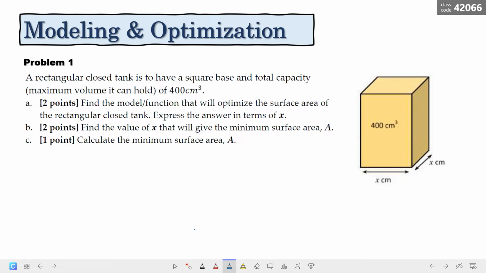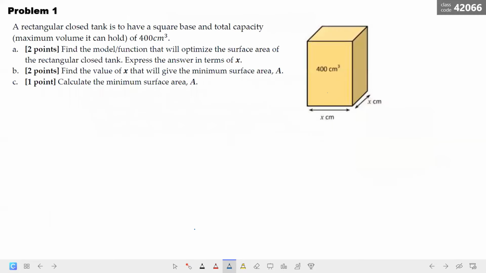Find a model or function that will optimize the surface area of the rectangular closed tank and express the answer in terms of x. After that, find the value of x that will give the minimum surface area. And lastly, calculate the minimum surface area. So let's start with letter A.